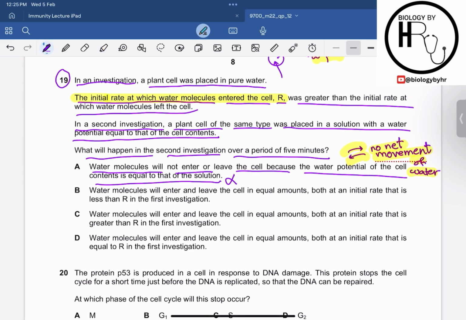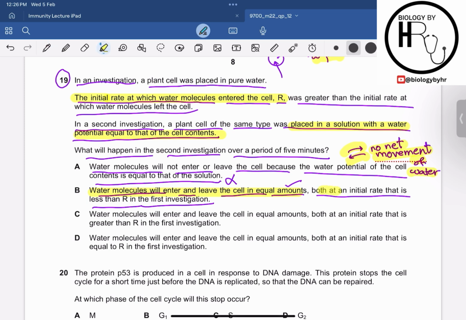Option B says that water molecules will enter and leave the cells in equal amounts. Yes, this is correct, because there will be no net movement of water. Why? Because the cell is placed in a solution with a water potential equal to that of the cell content, so there will be no net movement of water, but there will be movement of water into and out of the cell. Random movement will be there.